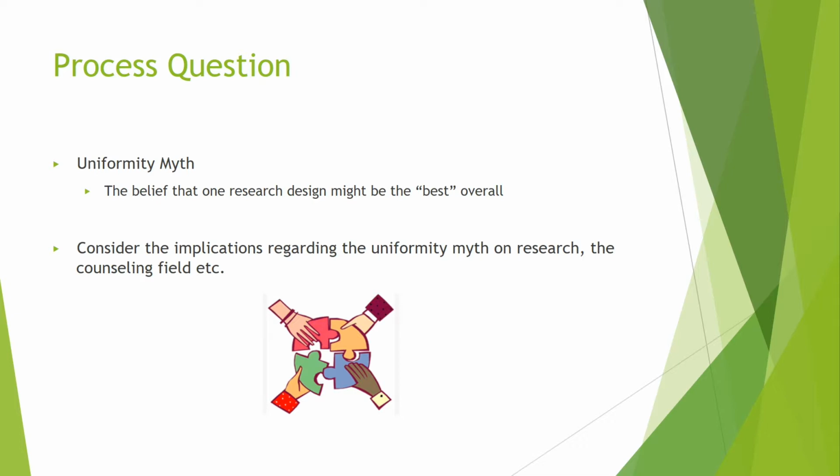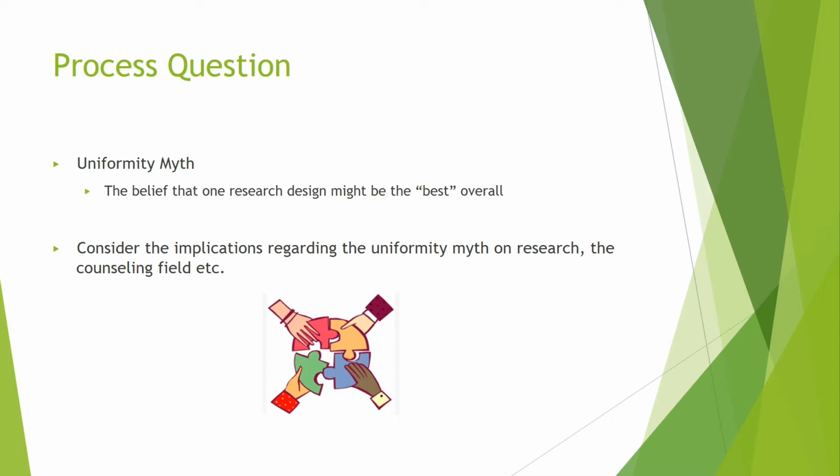Chapter 6 starts with discussing the uniformity myth. Now, Heppner takes on the uniformity myth, which is the belief that one's research design might be the best overall. So if you lean towards qualitative, you also think that that is the best way to evaluate a research question. You're invited below to consider some of the implications regarding the uniformity myth and how it may limit the field if only one research design is used.